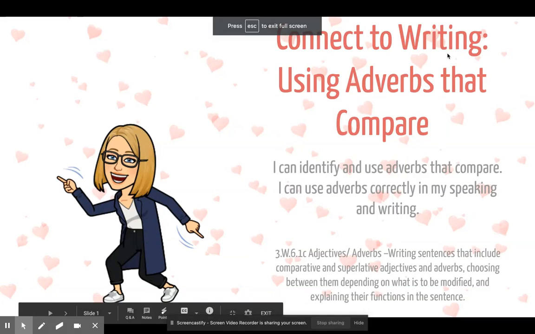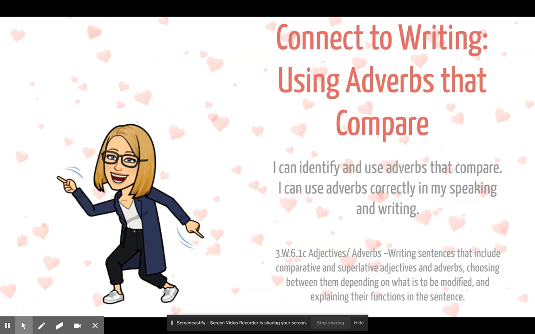Hey guys, so we are on our 5th day this week of comparing adverbs, and we are going to look at how we can use what we learned about adverbs and put it into our writing. So our goal is I can identify and use adverbs that compare. I can use adverbs correctly in speaking and writing.